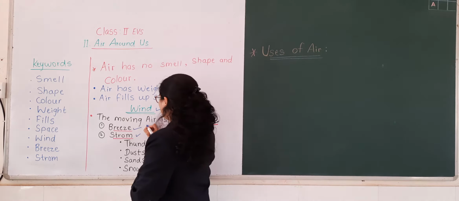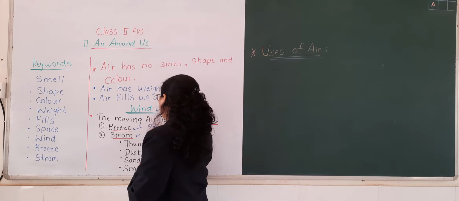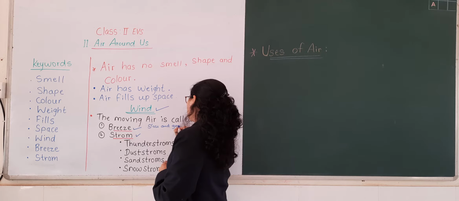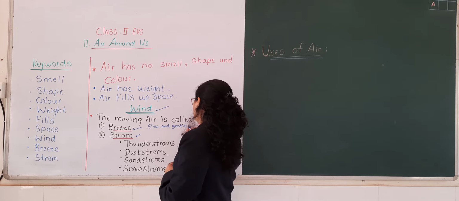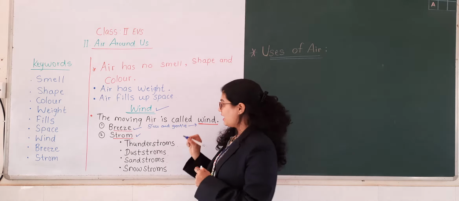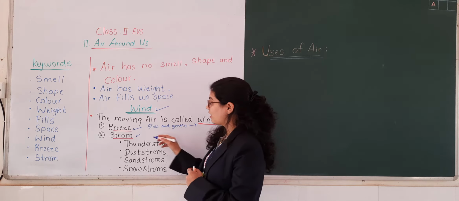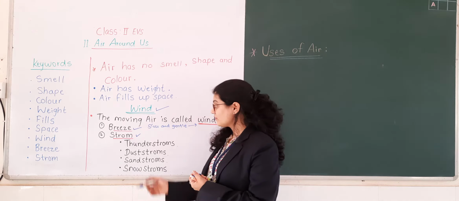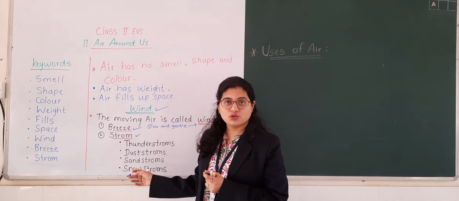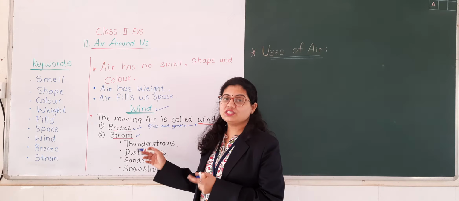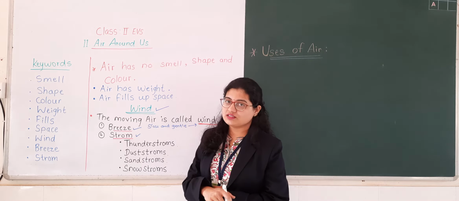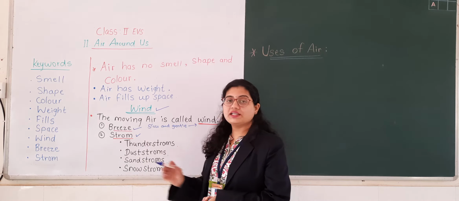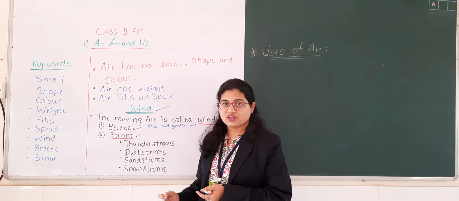Okay? So here we know that a breeze is a slow and gentle wind. What is a breeze? A breeze is a slow and gentle wind. And a storm is nothing but fast moving wind, right? Sometimes it is harmful also, as it damages trees and our houses. Here we learned there are four different types of storm, right?